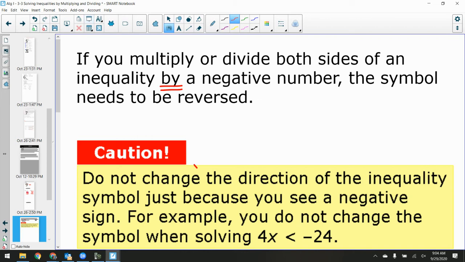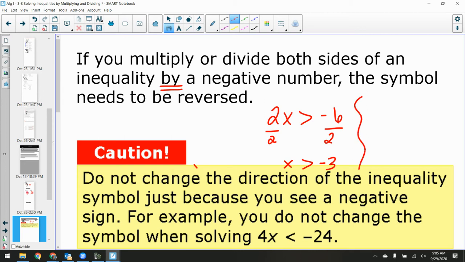And be careful knowing the difference here. If I have this, let's use 2x is greater than negative 6. Guys, how would I solve that inequality? Divide by 2, right? The thing that I move across the inequality is positive. Do I change the symbol? No. The symbol does not change. This is x is greater than negative 3. Just because you see a negative doesn't necessarily mean the symbol flips.